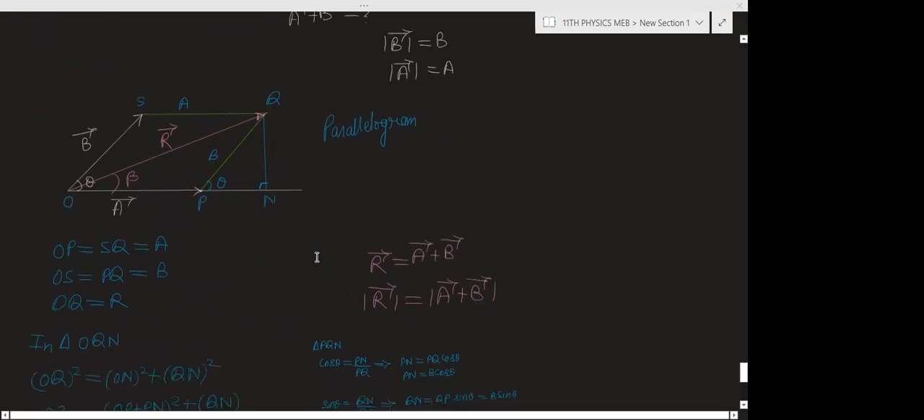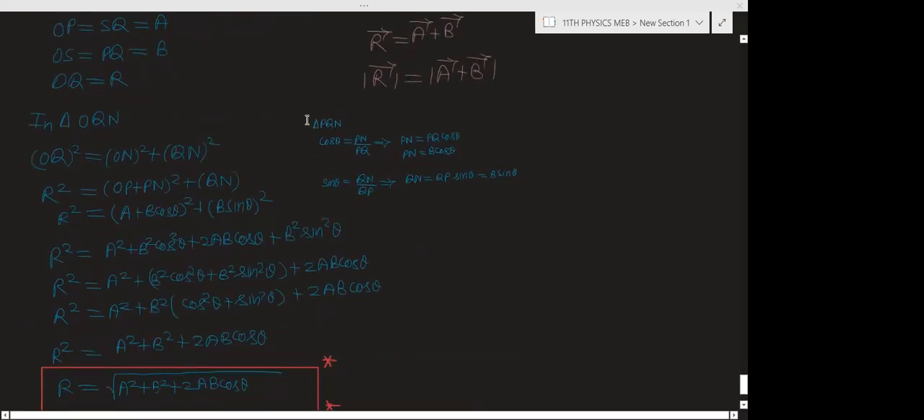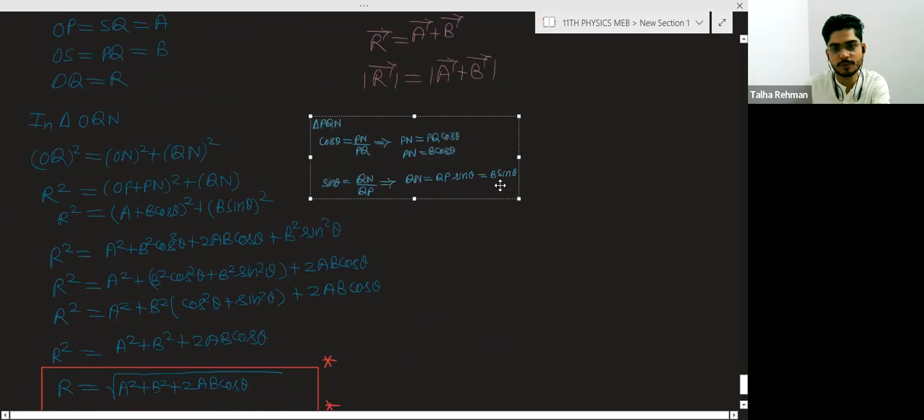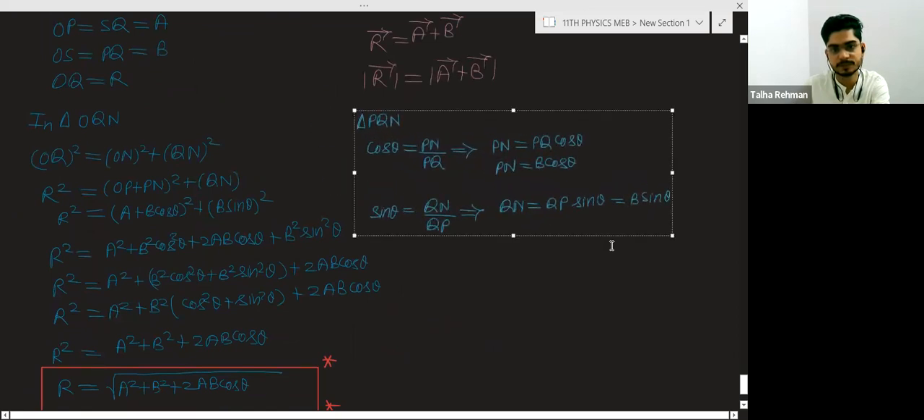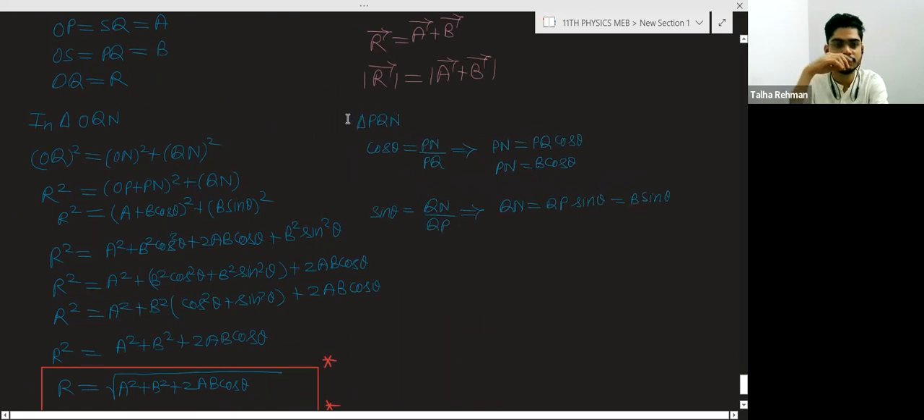This is simple trigonometry, so that is why I have written this inside. And this is not a very complicated calculation, this is a simple calculation.